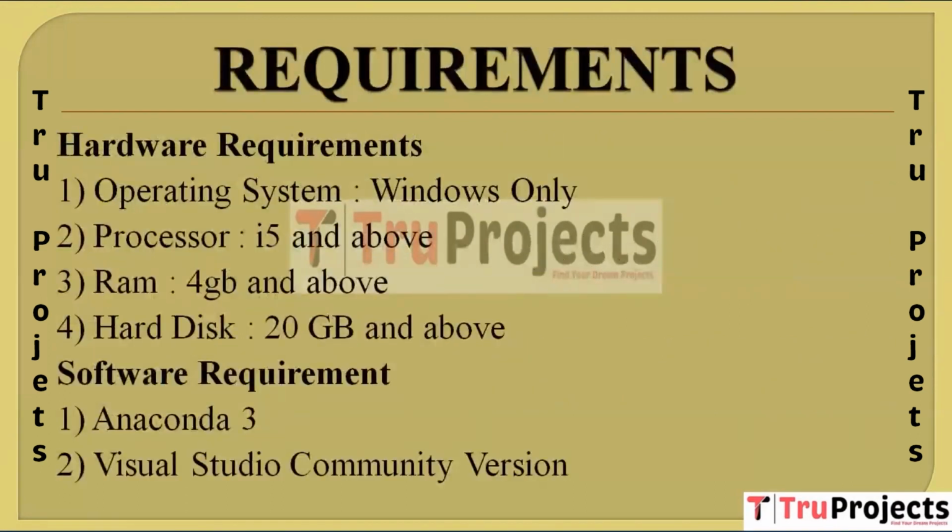So now coming to the requirements part. Here we have two types of requirements, that are hardware requirements and software requirements. In hardware requirements, operating system as Windows is required, processor i5 and above, minimum 4 GB of RAM is required, hard disk 20 GB and above. Coming to the software requirements part, Anaconda 3 is required and Visual Studio Community version is required.